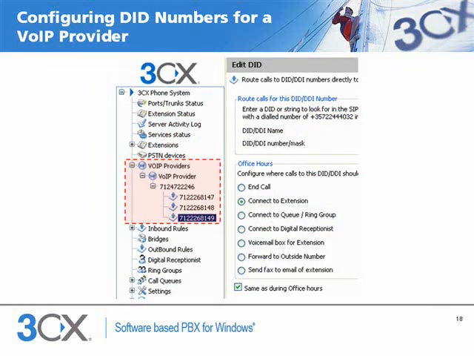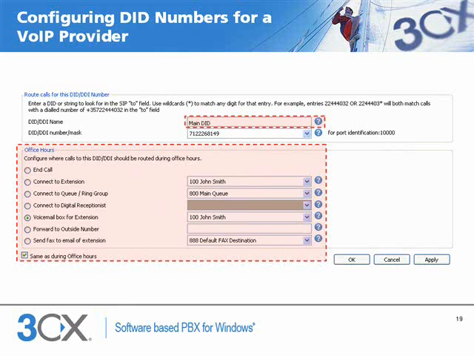Once you have added the DIDs you need to create specific routing for, select the DID number from the sidebar. Now assign it a name and decide where to deliver calls received on this number.